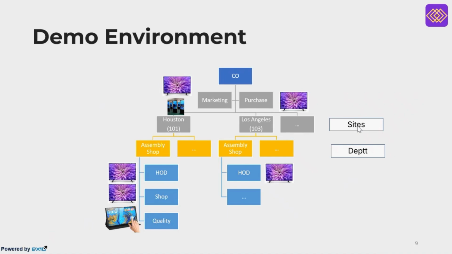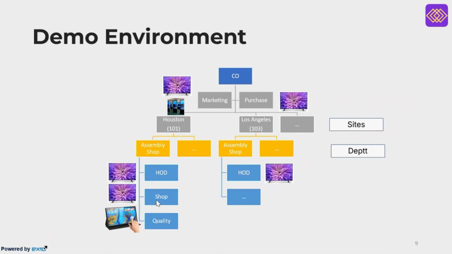And when I say sites, you can relate that to the sites in IFS. Each site, for example Houston, has many production units such as an assembly shop, a machine shop, and many of these things. So these are production units and departments. And within the assembly shop, there is probably a head of the department who likes to have an overall view of what is going on in the shop.